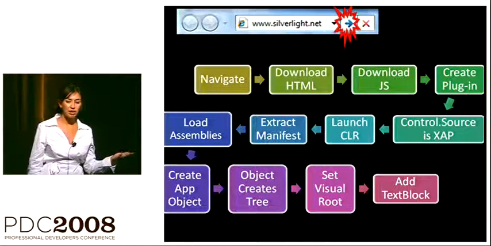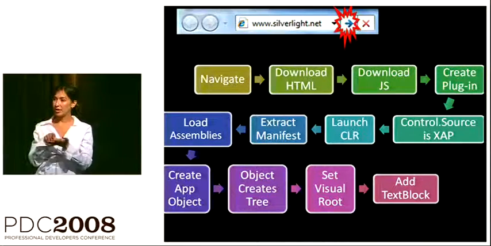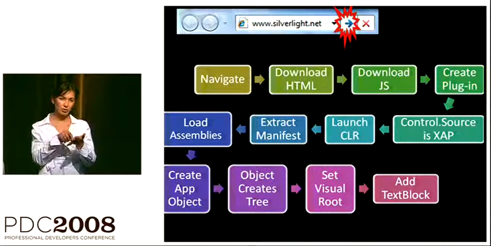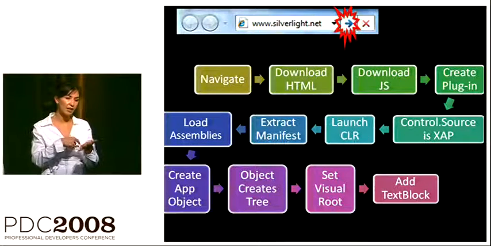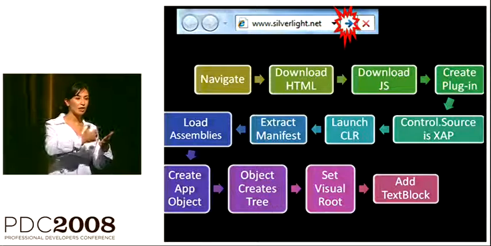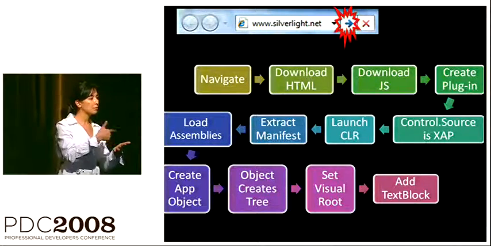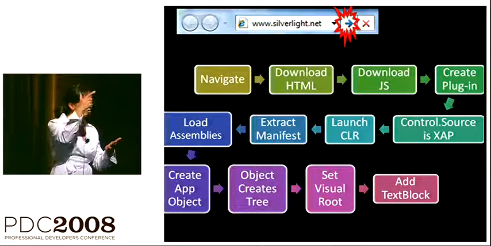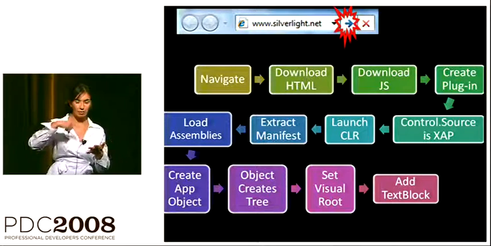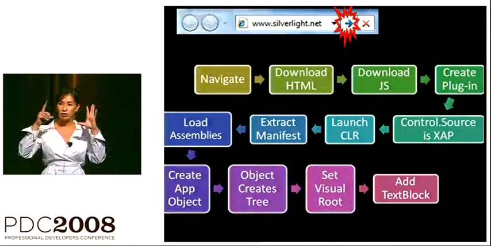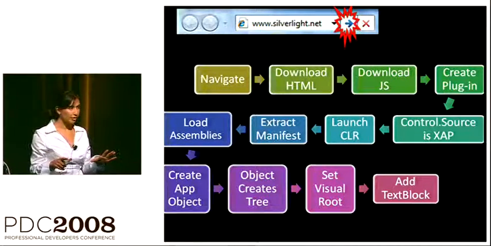We create the plugin. We identify whether it's a managed application by whether the control source is a ZAP or a XAML file. And if it is a ZAP, we'll actually start launching the CLR in parallel. At this point, we actually identify which assemblies are referenced in the manifest, and we will start loading them all. They are not delayed.